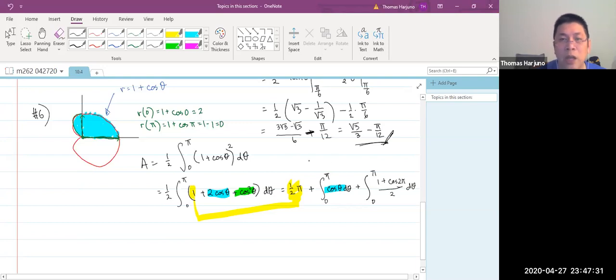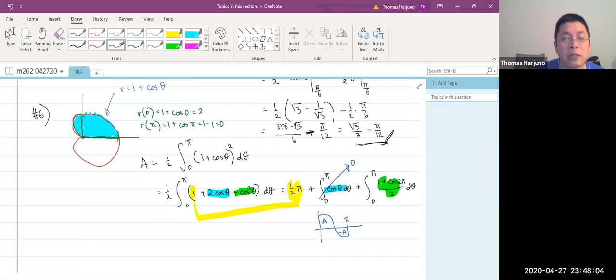Now what I want to say is that this guy here later on will be 0. Okay, how can you do it so fast, Thomas? Well, because I happen to know that the graph of cosine theta looks like this in quadrant 1 and quadrant 2, where the area here is the opposite of the area here, right? So they're supposed to kill each other.